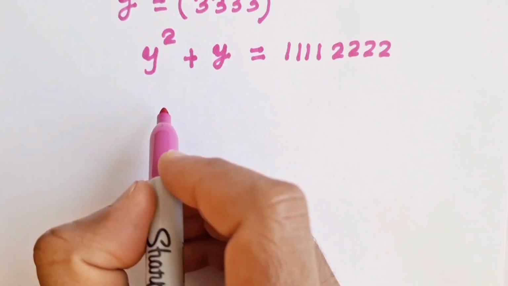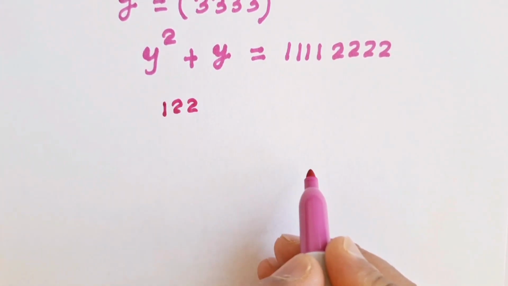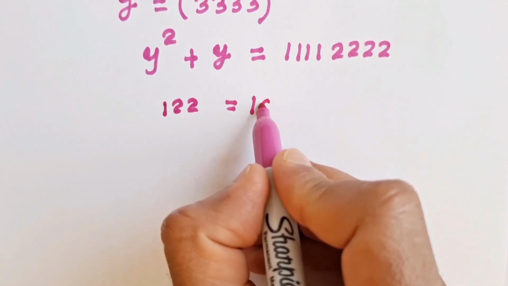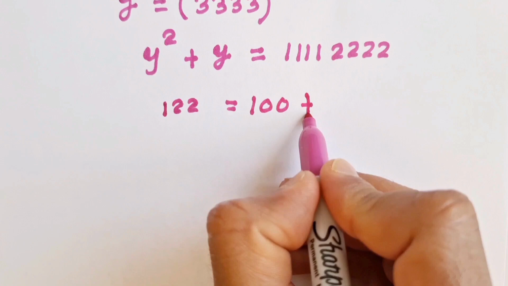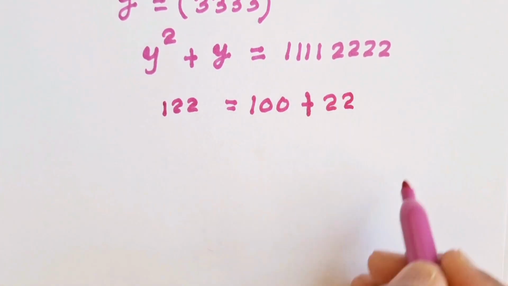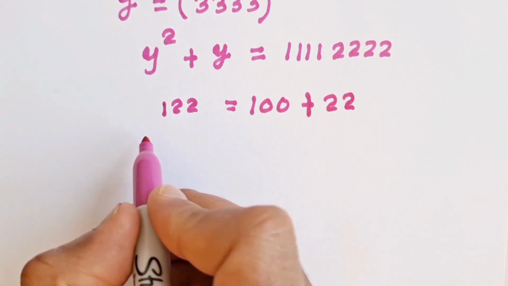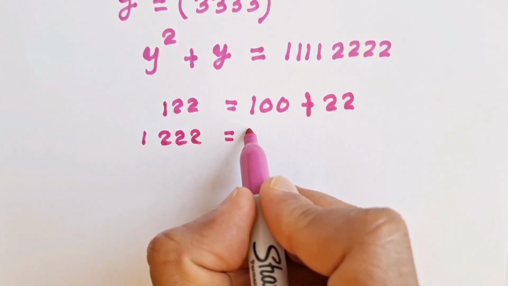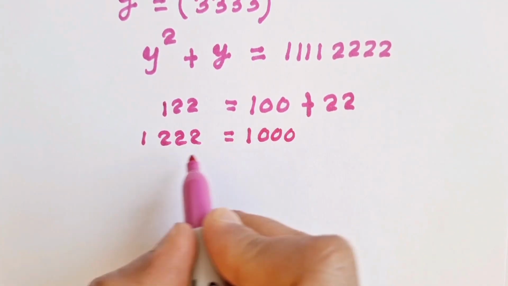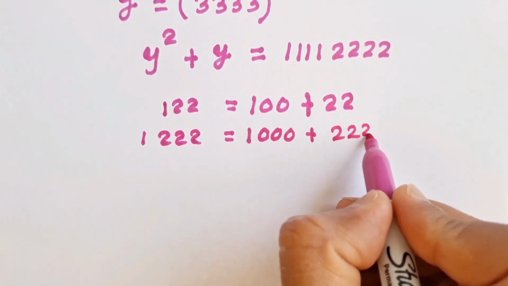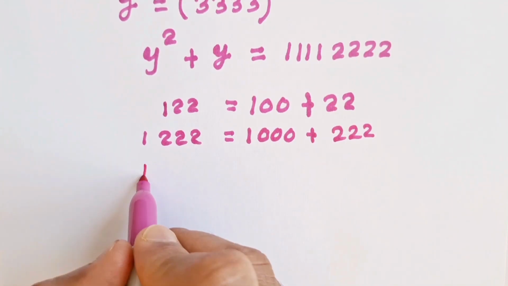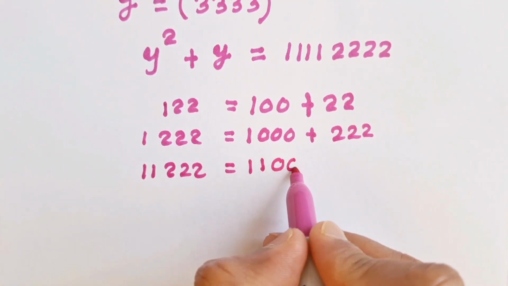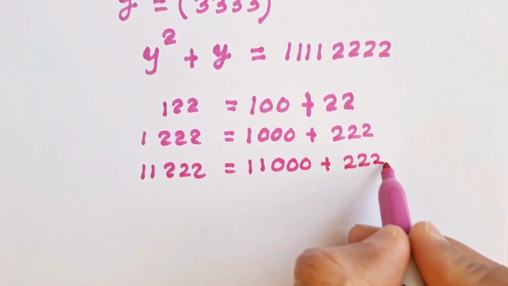Now I'm going to do some math work on this specific number. Just imagine we have 122. This can be written by keeping the 1, replacing the 2 with zeros, and then adding 22 after that. Similarly, if you take 1222, this is the same: keep 1, put 3 zeros instead of the 2's, and add 222. And think about 11,222. This can also be written as keep the 1's, add 3 zeros, and 222.